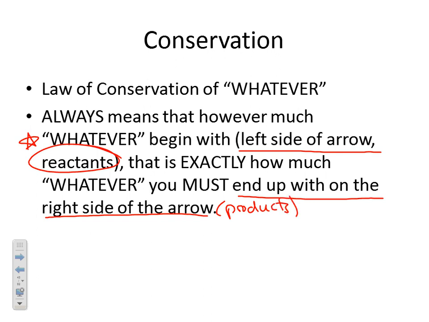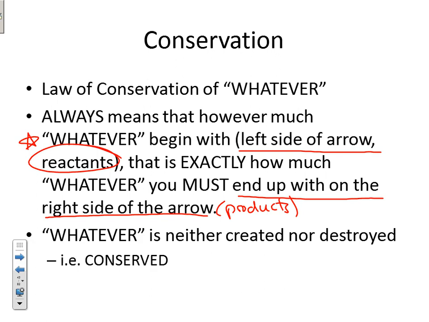So law of conservation of fill in the blank. Whatever you start with for fill in the blank on the left-hand side of the arrow, that's exactly how much fill in the blank you have to end up with on the right-hand side of the arrow. And in terms of slightly more sophisticated jargon, we say that whatever you're conserving is neither created nor destroyed. And that's that idea of conservation, that you're keeping it exactly the same. Whatever you start with, you have to end with. You have to end with that exact same amount.